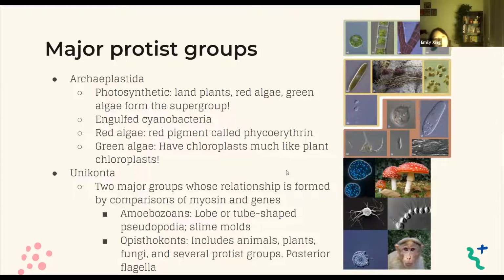So two major groups of Archaeplastida. Red algae are basically algae that are red because of something called phycoerythrin. Anyway, green algae have chloroplasts, and chloroplasts have this green pigment, so they appear green, and their chloroplasts are very similar to the chloroplasts you find in plants. So just remember that this whole group can perform photosynthesis.